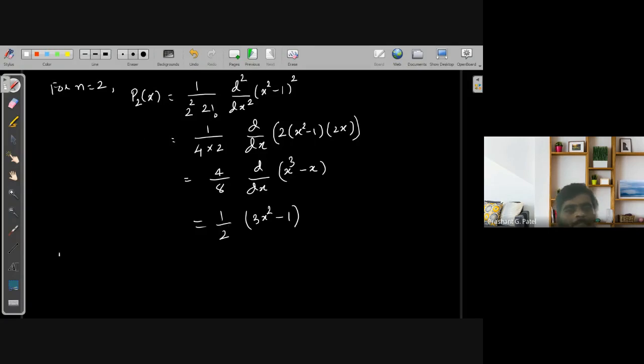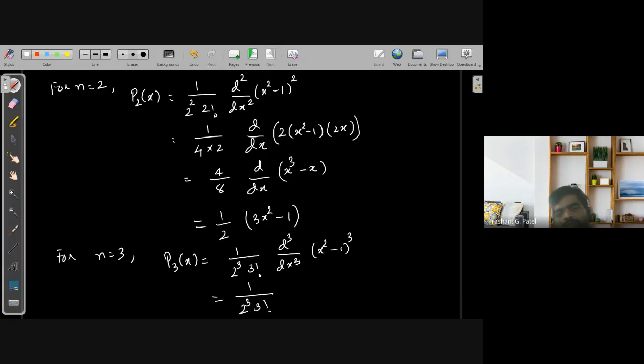Now for n equal to 3, substituting into this formula, that is P3 of x is 1 upon 2 power 3 into 3 factorial, d cube by dx cube of x square minus 1 whole cube. Hence, this will give you 1 upon 2 raised to 3 into 3 factorial, d square by dx square of 3 into x square minus 1 whole square into 2x. The derivative of x square minus 1 raised to 3 is 3 times x square minus 1 whole square, and the derivative of x square minus 1 is 2x.